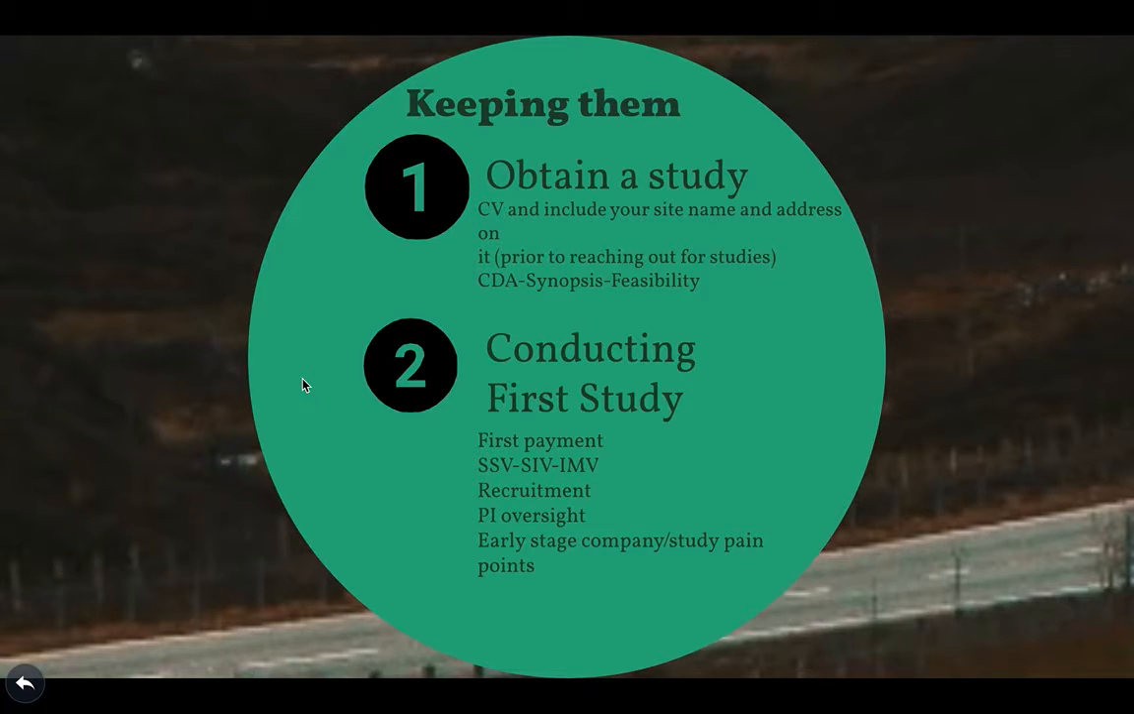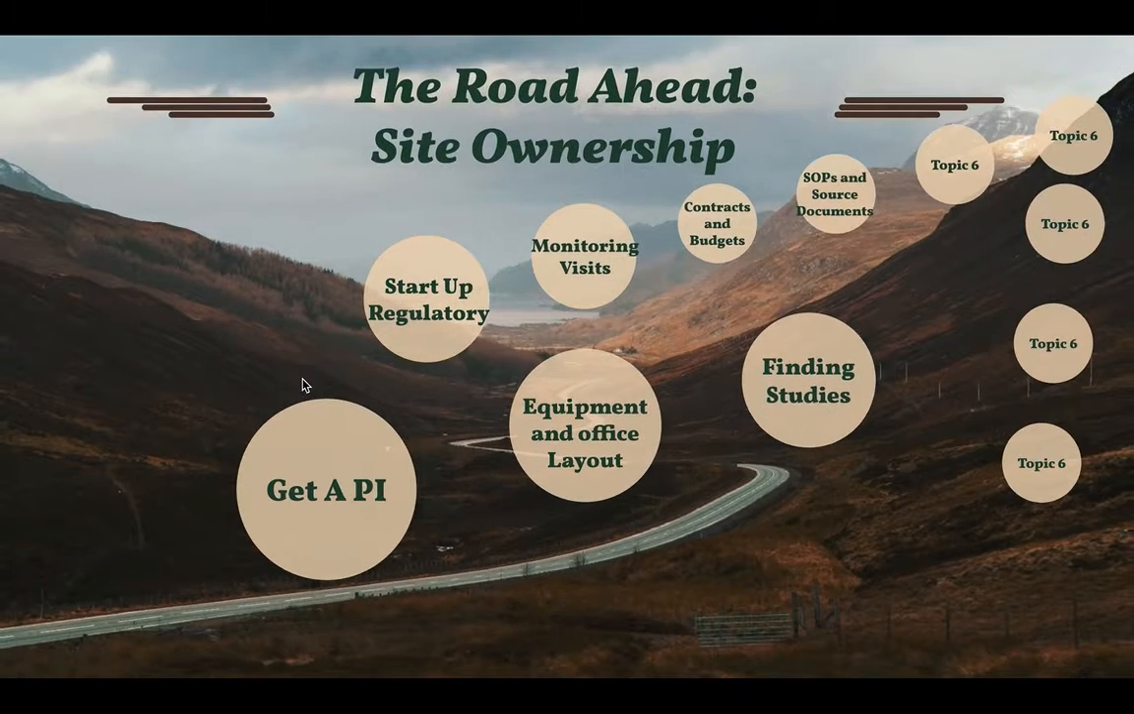All right, so work on keeping them. You've got to have strong operations. We're going to get into that later on as well, starting right now, starting in the next one, with equipment and office layout. Okay, we're going to get into the startup, regulatory, and the monitoring visits. And here in the SOPs and source, we're going to talk about how to keep them happy. It's all integrated into these things. Really, this whole line, I think people can see my cursor, this whole line is how you keep them happy.